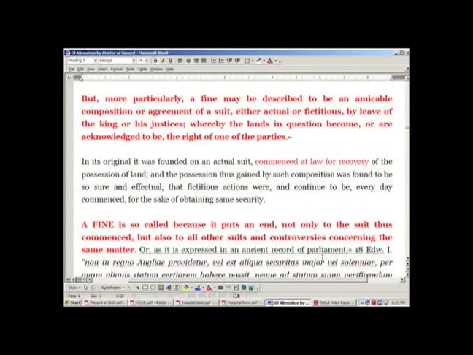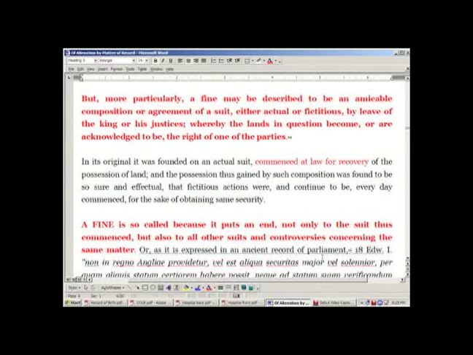But more particularly, a fine may be described to be an amicable composition or agreement of a suit, either actual or fictitious, by leave of the king or his justices, whereby lands in question become or are acknowledged to be the right of one of the parties. So we acknowledge the deed, and now we had the right. It's an amicable composition or agreement of a suit.